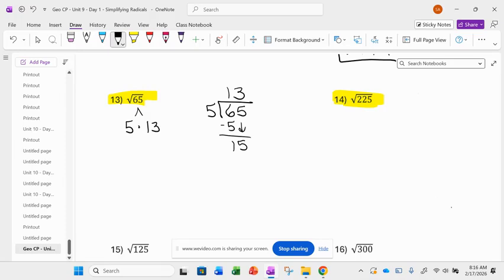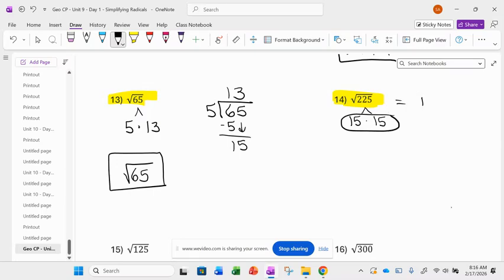Am I able to break down the 5 or the 13? No. So what does this tell us? There is no number times itself that gives me root 65. All right, 225. Well, 225, I hope you recognize as a perfect square. 15 times 15 is 225. So that's just 15.